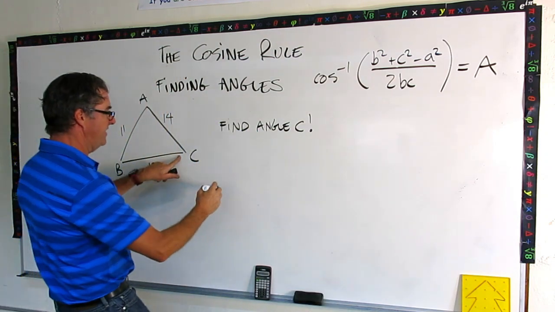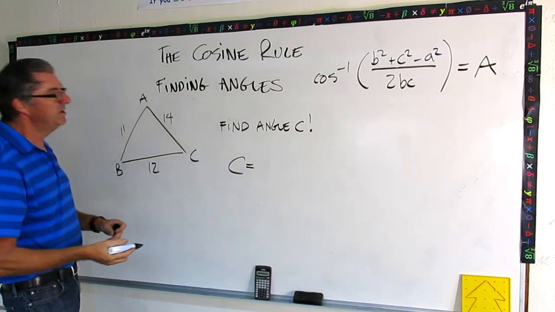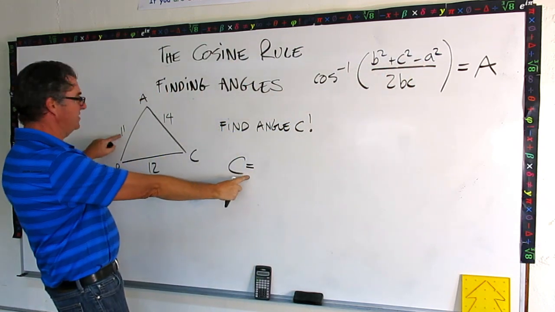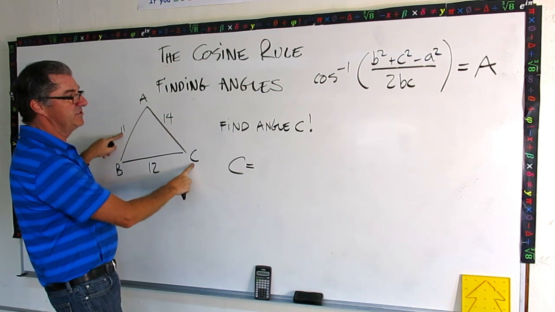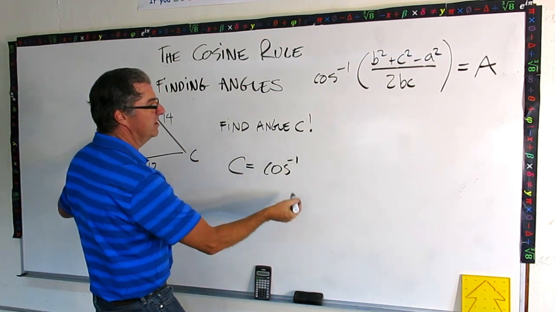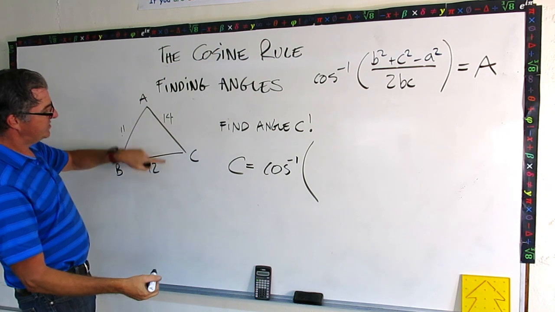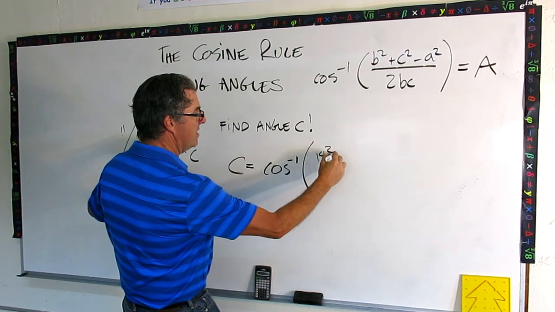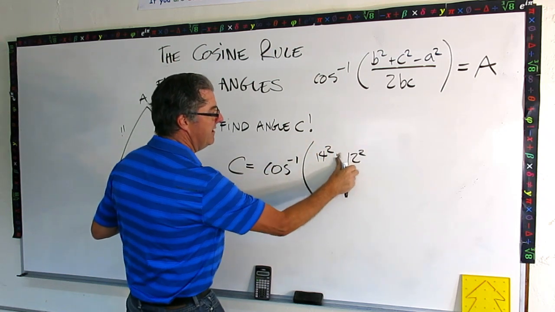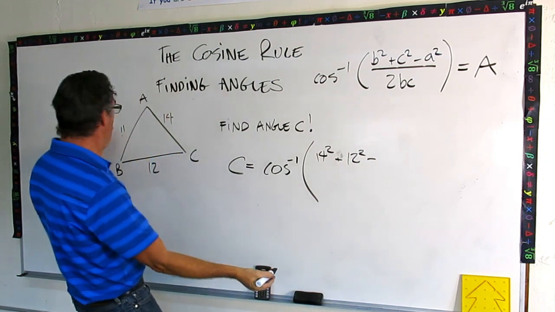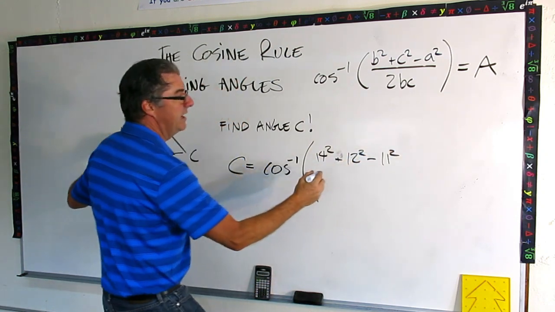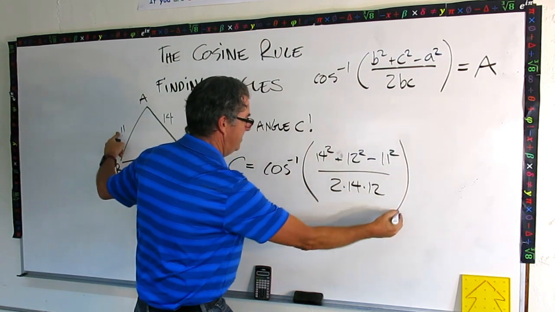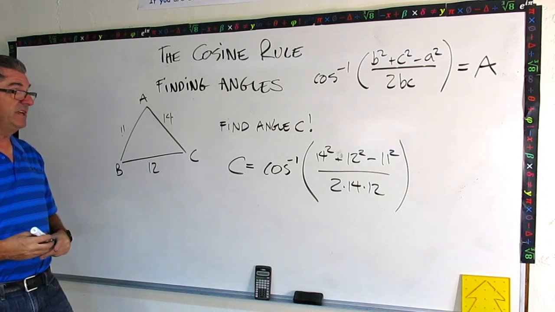So angle C, that's this one right there, it's going to equal, now remember, your a squared in your formula is always the opposite of the angle you're after, okay? So this is going to be cosine inverse of the other two sides, besides this opposite one, so that's going to be 14 squared plus 12 squared minus my opposite side, my 11 squared, and this is going to be over 2 times 14 times 12. So that's the expression that's going to give me angle A.